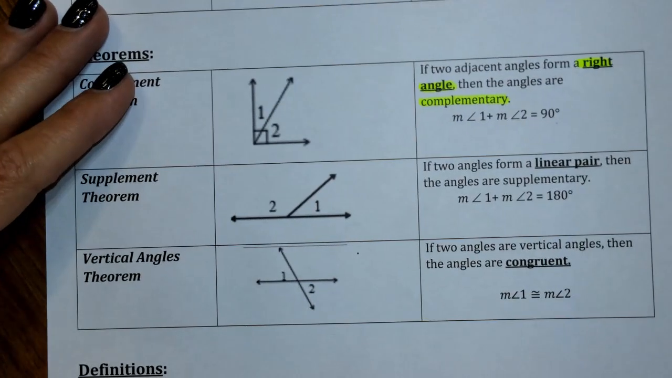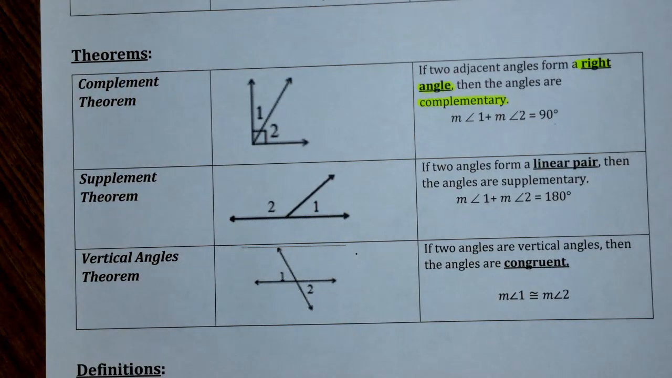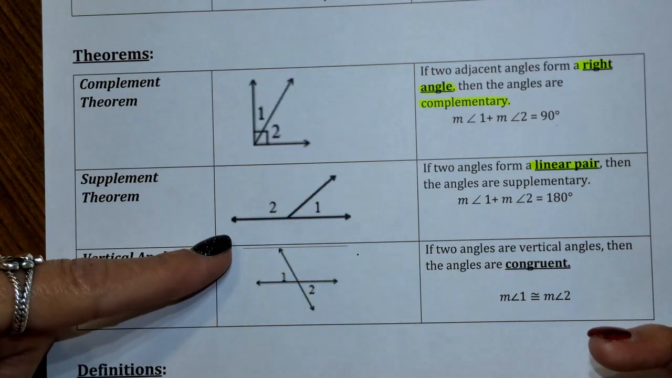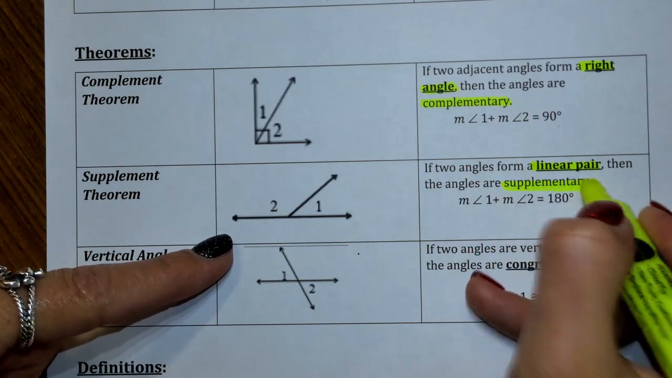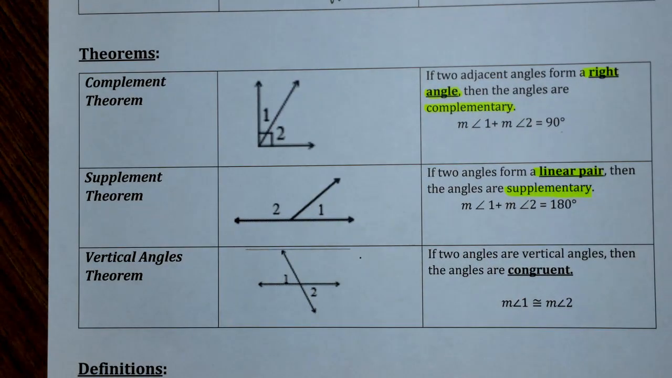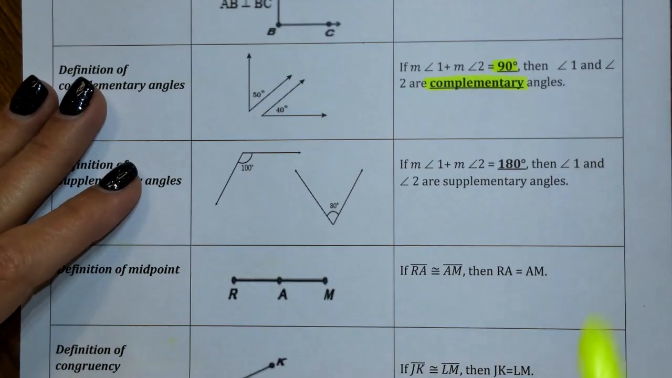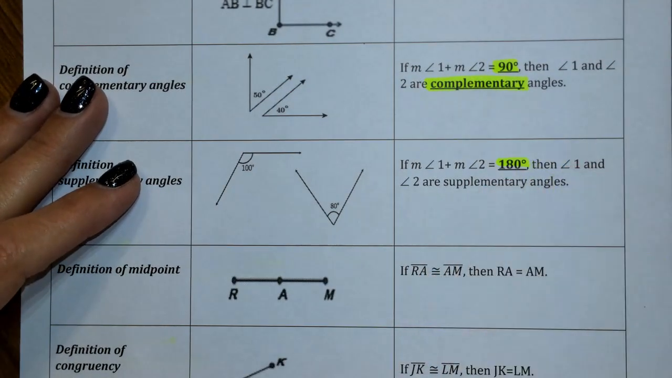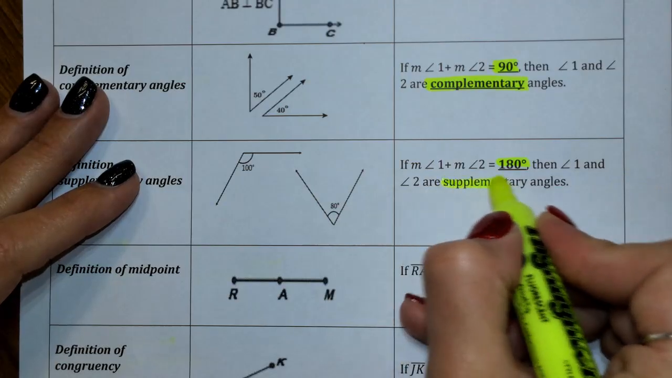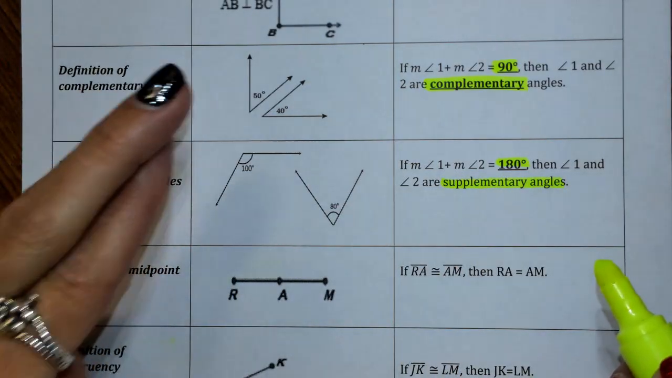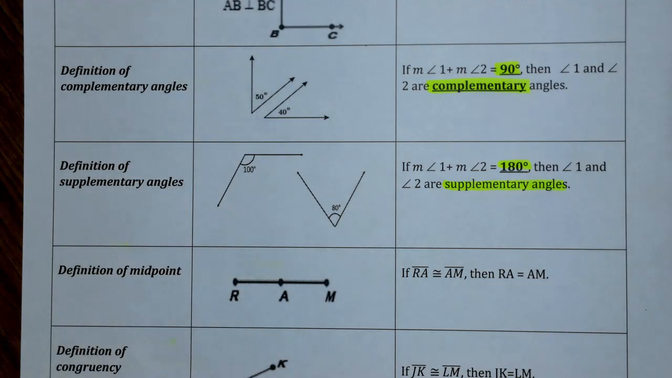You're going to see the same thing. Sorry to keep flipping back and forth. You're going to see the same thing with your supplement theorem. It says they have to be connected as a linear pair, and they're supplementary. The definition, what we have known since at least junior high, only states that it's two angles that add to 180 degrees. So they're supplementary. Again, they don't have to be attached. The theorem, they are adjacent and connected. The definition, we have the numbers, right?